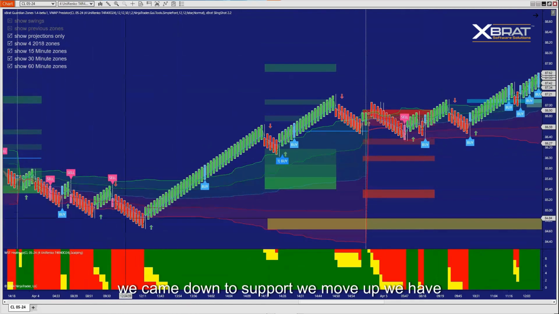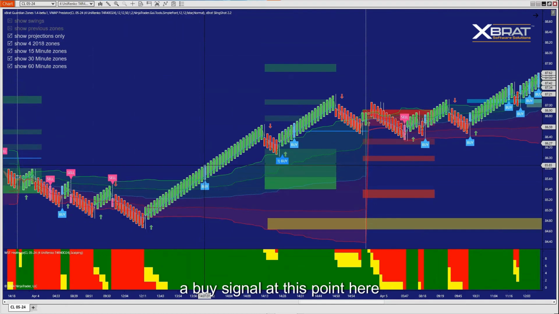we came down to support, we move up, we have a buy signal at this point here. Look left, we are above all the pivots since the previous day's session closed. There's no support and resistance up above. We have a potential trade at this point because all 6 time frames are green.